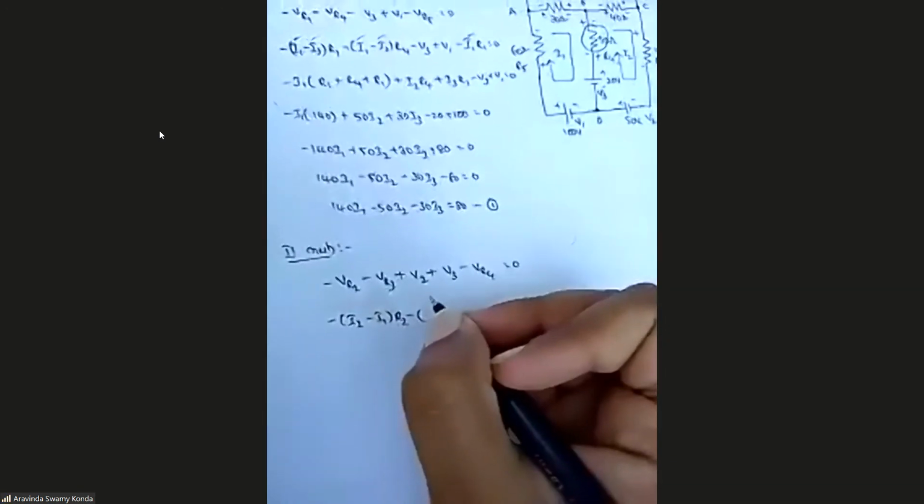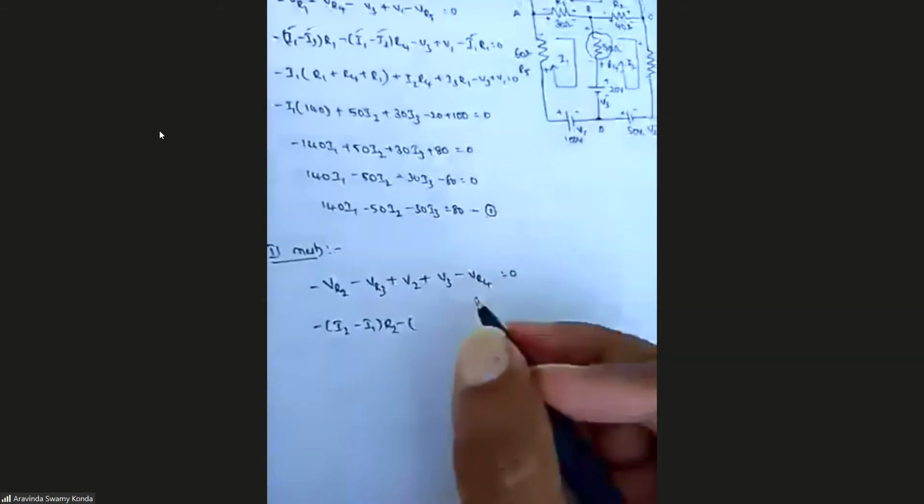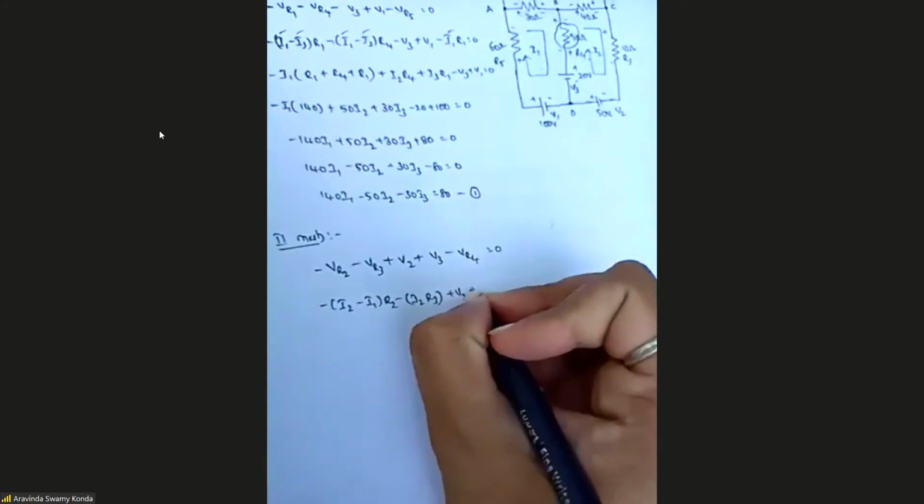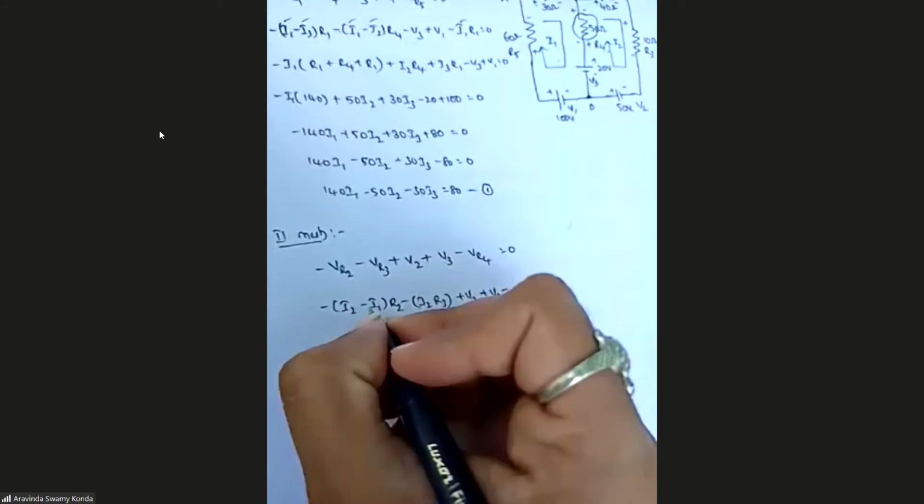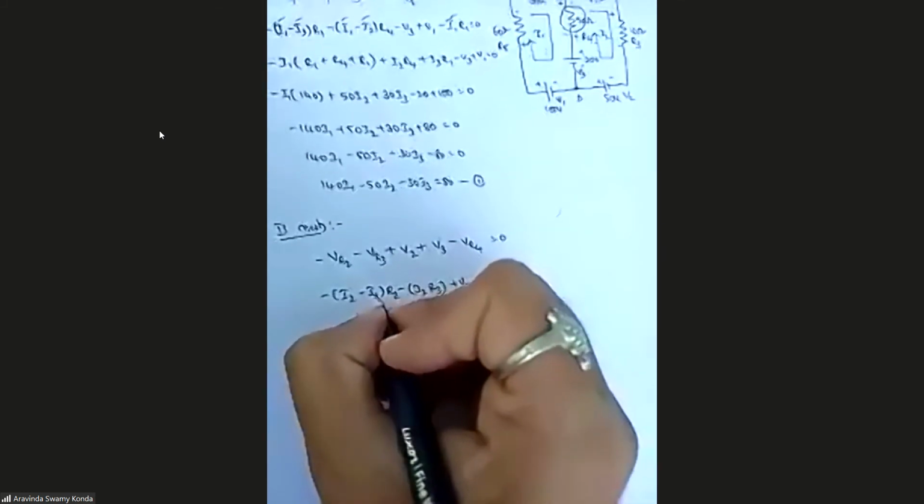So what is the VR2? VR2 means minus of I2 minus I1 into R2, minus of VR3. VR3 is individual element of I2 R3, plus V2, plus V3, minus VR2, it is I2 minus I3, sorry, I2 minus I3. Next V3, and then it is I2 minus I1 R4 equal to 0.